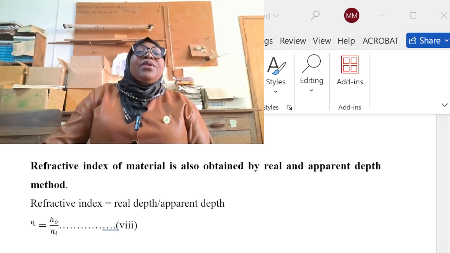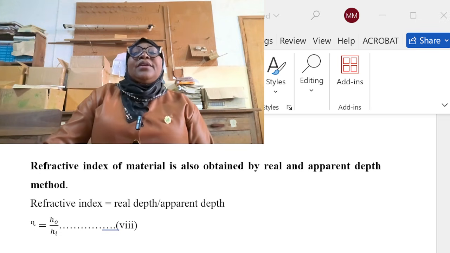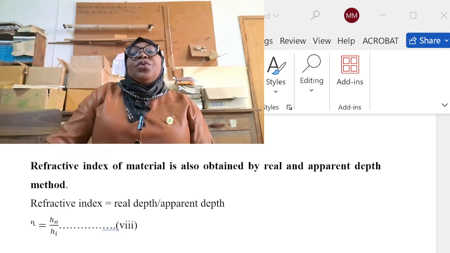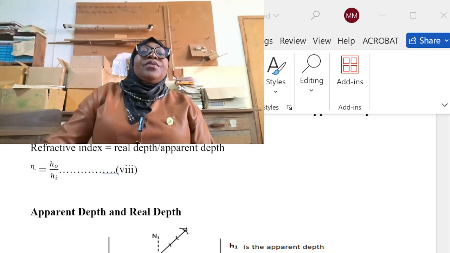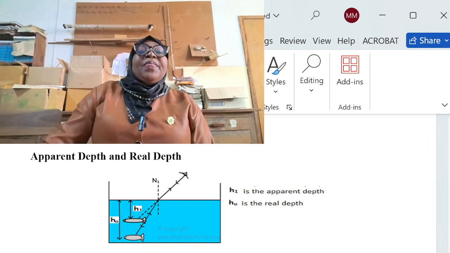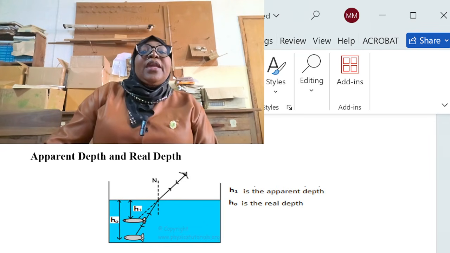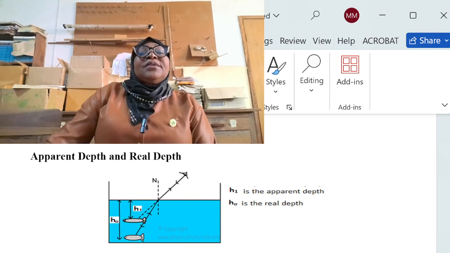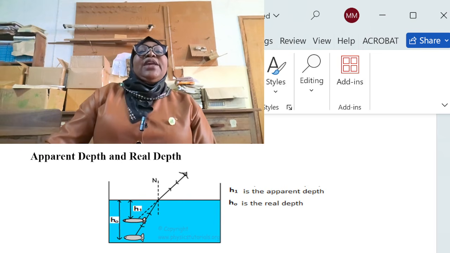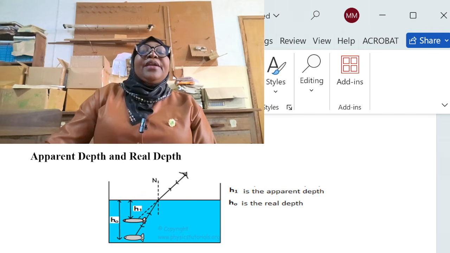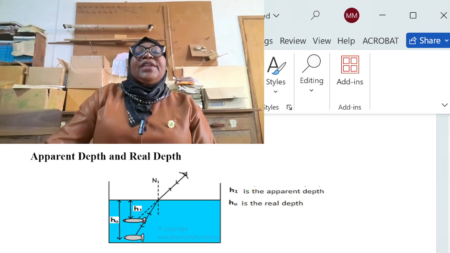The refractive index can also be obtained from the real depth over the apparent depth. This is another formula you can use to find the refractive index or any of the unknown values. Suppose this is a fish there, but when you look through, the fish appears at this height. So this is the apparent depth, while this is the real depth. The real depth over the apparent depth gives you the refractive index.